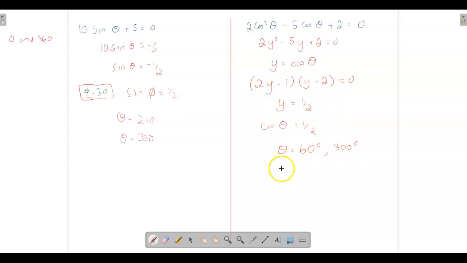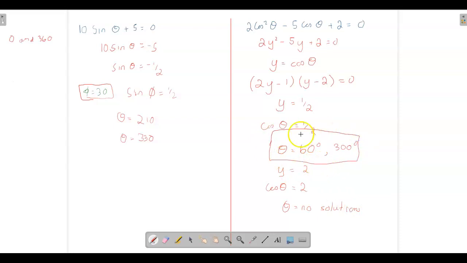The second bracket is y equals 2, so I've got y equals 2. So I'm looking to replace cosine with that. Now, that's not possible because the only values that work are between -1 and 1. This is an impossible thing, so here we have no solutions. So our only solutions are those two that we've just worked out, the 60 and the 300.